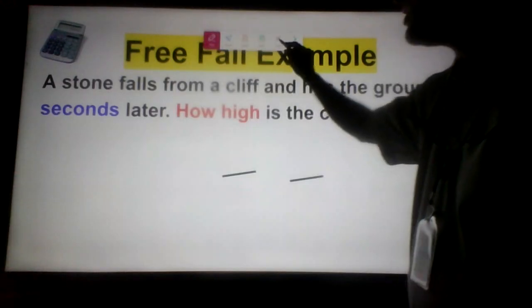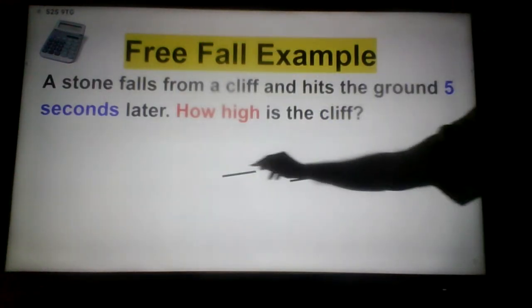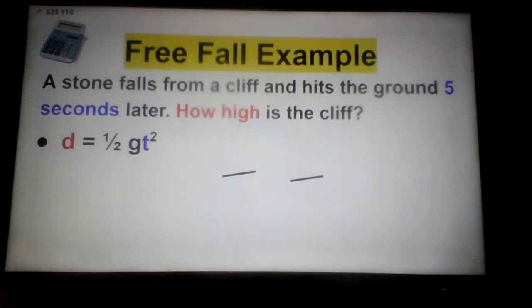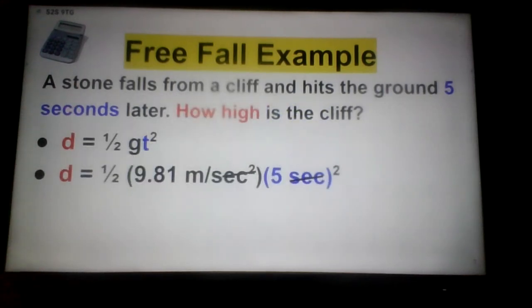Okay. Now let's fill this in. I'll tell you what these lines mean in just a moment. Here's your equation. The falling distance, how high the cliff is, is 1/2 gravity times the square of time. So notice what I did with the colors. Again, many practice problems are coming. Fill in g at 9.81 meters per second squared. Fill in t at 5 seconds.